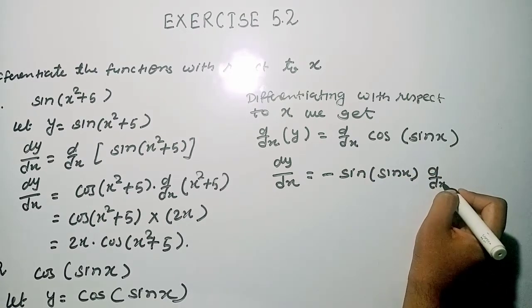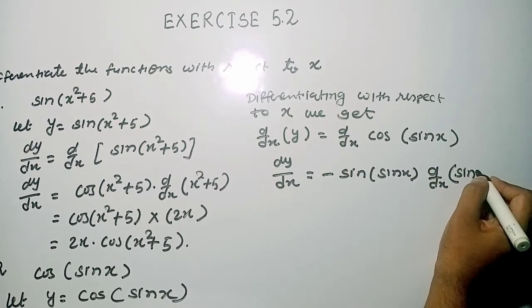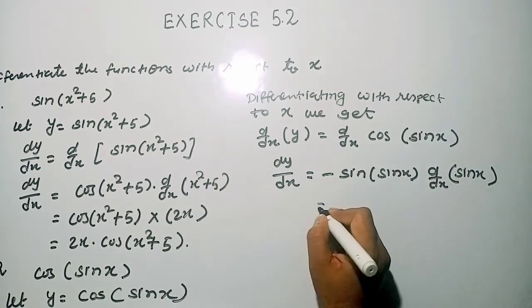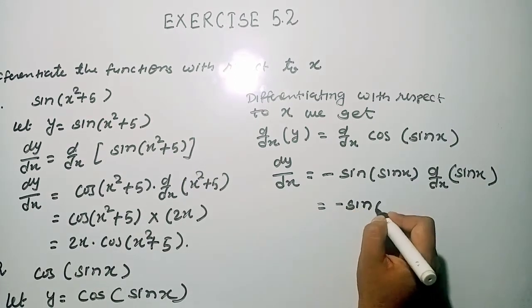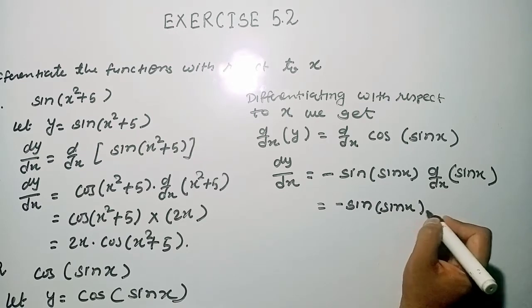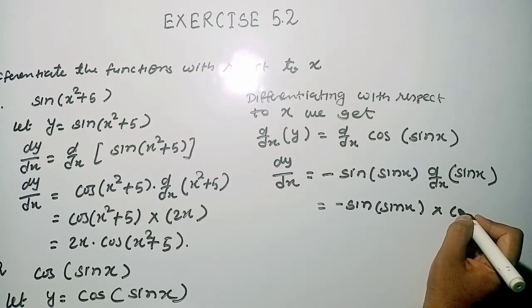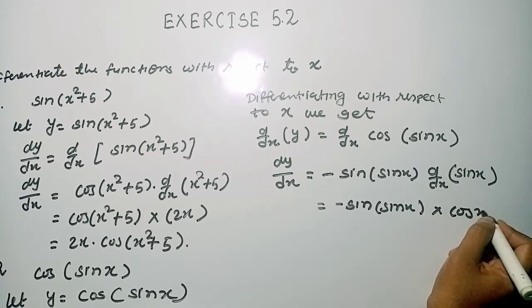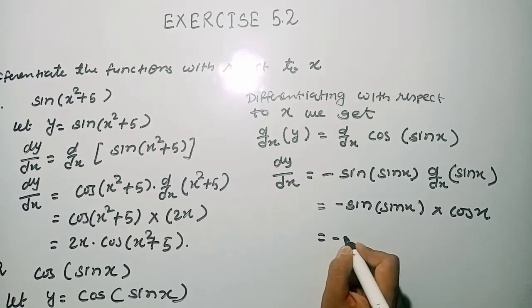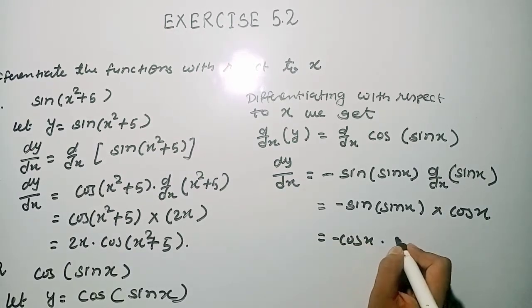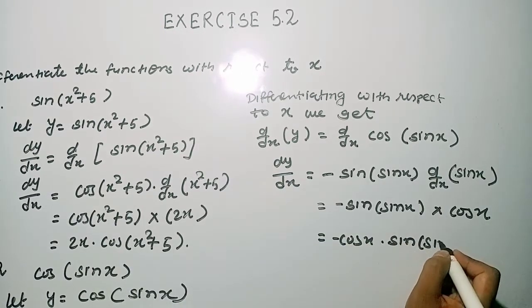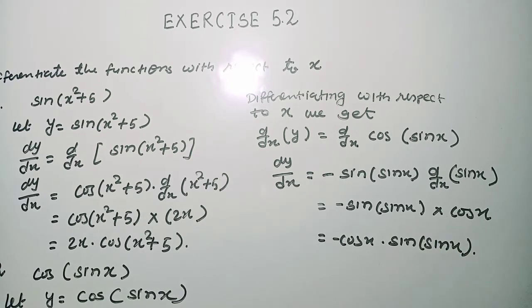So derivative of sine x. Okay, so what we are getting over here? Minus sine x, and derivative of sine is cos x. So we are getting minus cos x into sine x. Okay students, in this way you can get the differentiation of trigonometric functions.